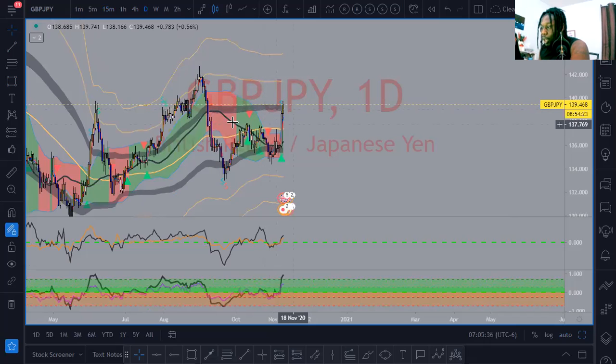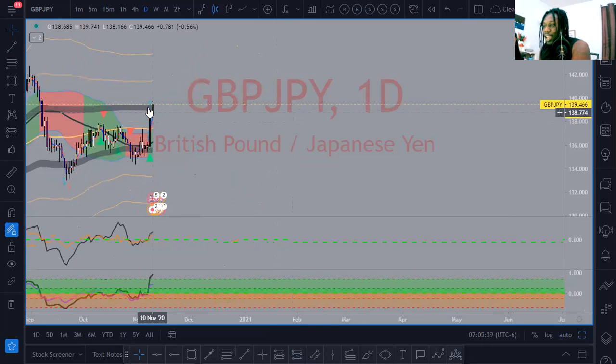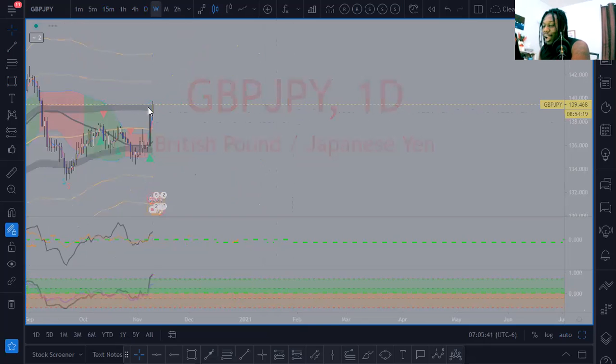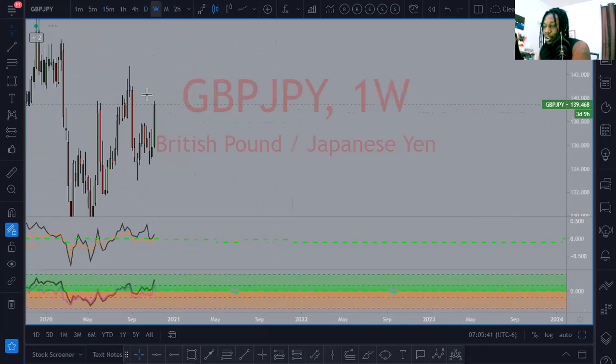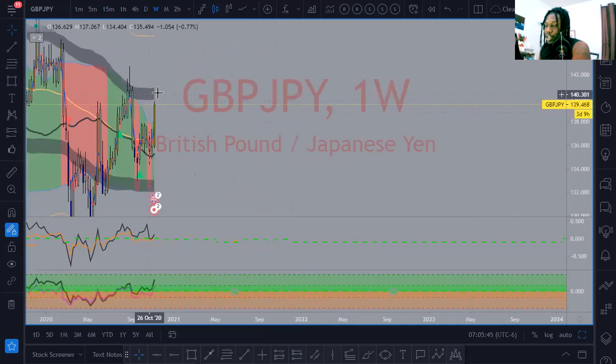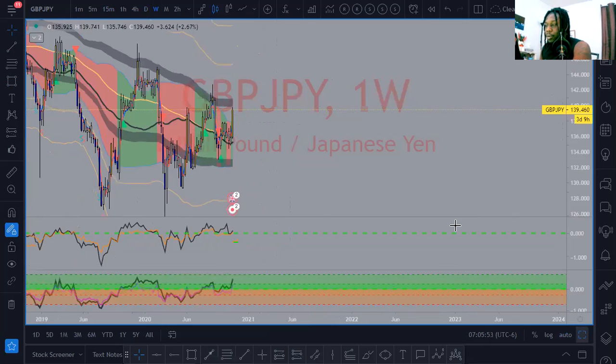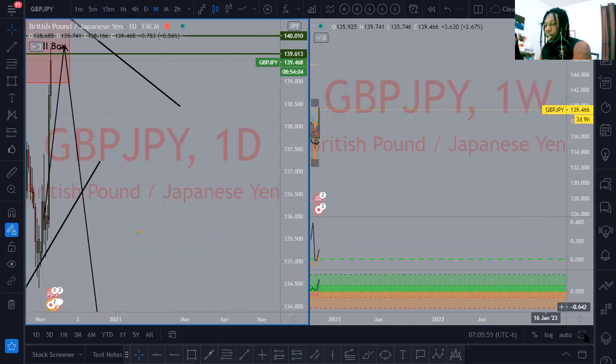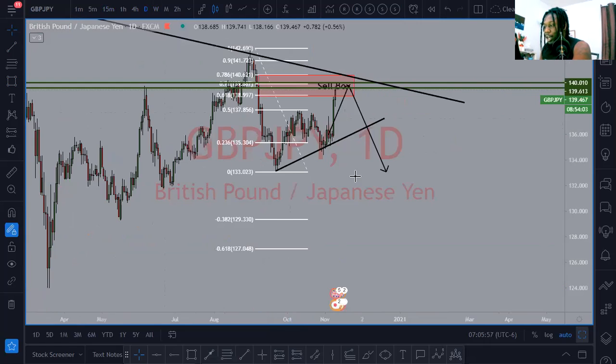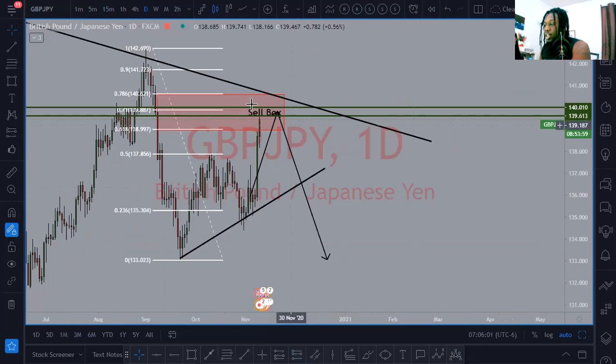It's showing that overbought sign. If it can climb a little higher and hit my 78.6, I'm going to go ahead and set up a sell limit right here. For those who want to try to get in right now, by all means you can. But I want to set my limit at 140.621, and then I expect that to drop.